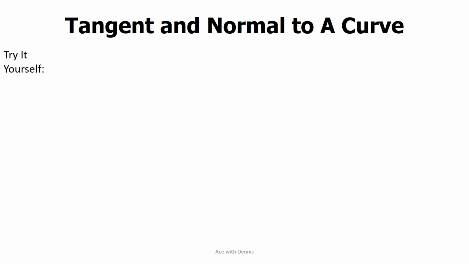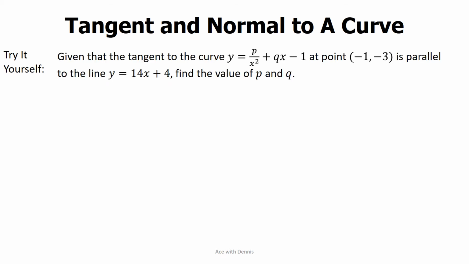Now you can try this example yourself. Given that the tangent to the curve y equals p over x squared plus qx minus 1 at point (-1, -3) is parallel to the line y equals 14x plus 4, find the value of p and q. You can pause the video and try to solve it yourself.